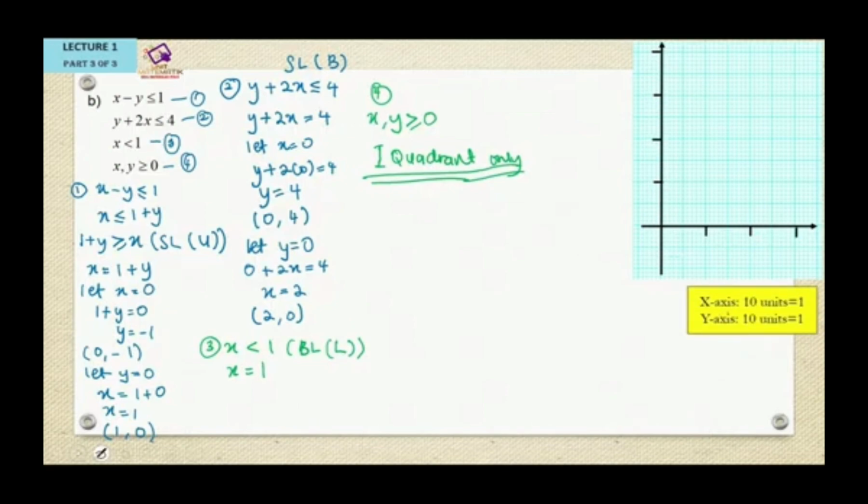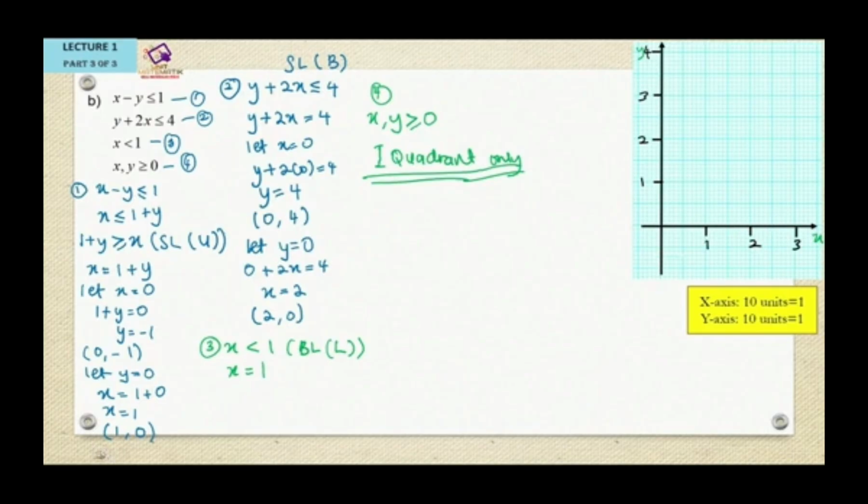For the x-axis, we will be using 10 units equals to 1. And for the y-axis, we will also be using 10 units equals to 1. So now label your graph: this is x, this is y. For the x-axis, 10 units equal to 1, so 1, 2, 3. And for the y-axis, 10 units equal to 1 as well: 1, 2, 3, 4.